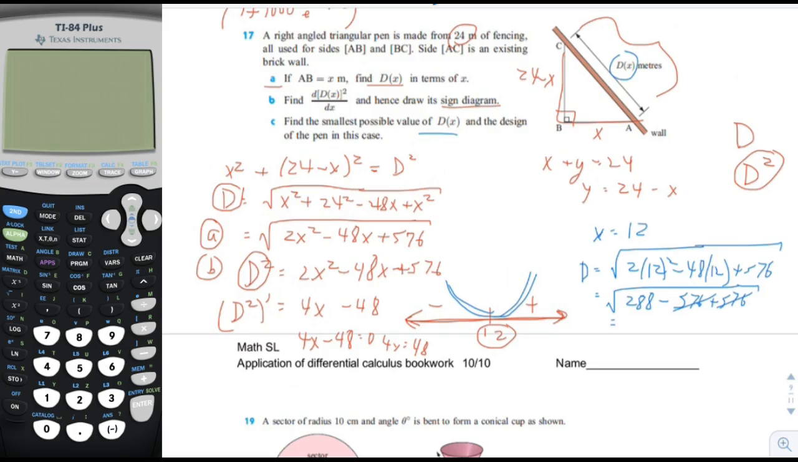The square root of 288 is 16.97, so about 17.0. Okay, so the D value when x equals 12 is going to be 17.0. Okay, and that's what they're asking for. They said, what's the smallest possible value of D? In the design of the pen in this case, it's going to be 12 here, it's going to be 12 here, and it's going to be 17 there.